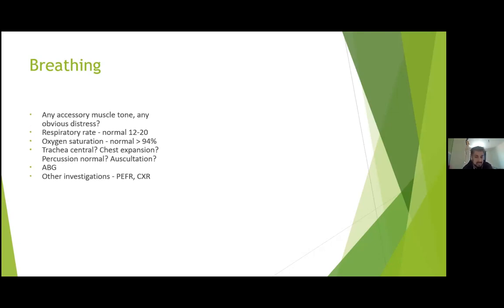You can do some interventions here as well. You can order a chest X-ray. You probably wouldn't do it immediately within the A-to-E assessment, but it's part of your thinking about what you want to do with this patient.